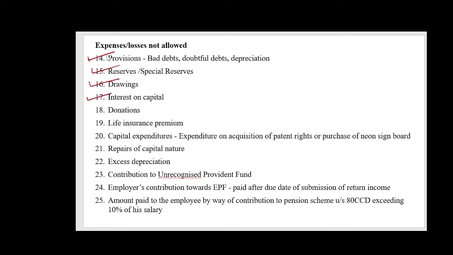Interest on capital given to the partners is not allowed. Donations are not allowed. Life insurance premium is a personal expense of the business owner, as such, it is not allowed. Capital expenditures definitely are not allowed to be deducted in profit and loss account. We all know profit and loss account has to include only the revenue items. So expenditure on acquisition of patent rights or purchase of neon signboard, etc., is not allowed.